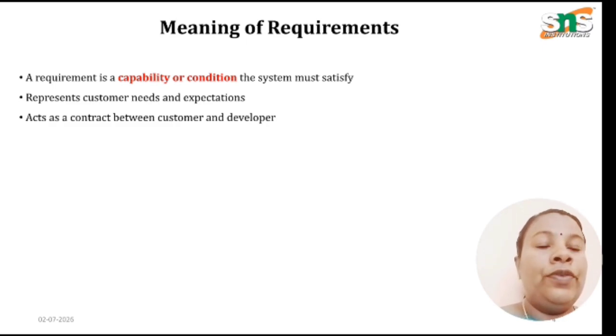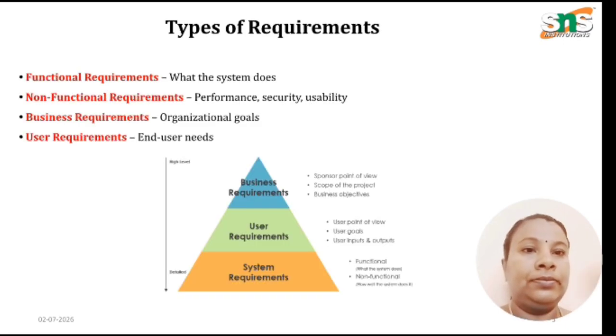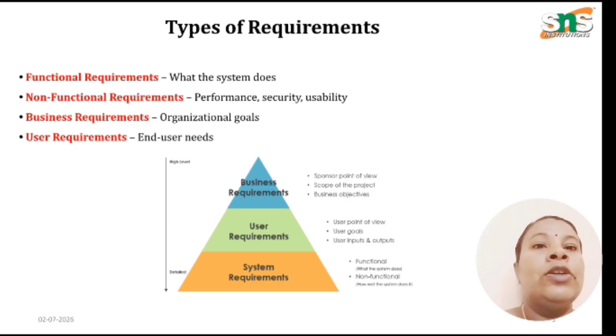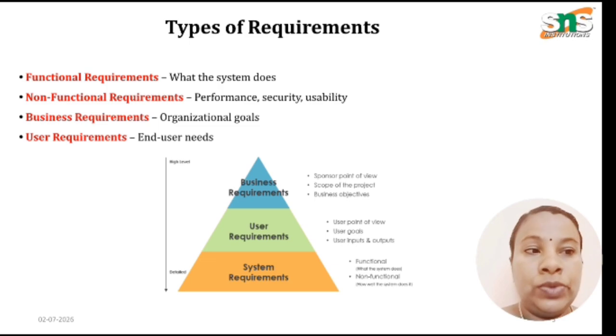So meaning of requirements. A requirement is a capability or condition the system must satisfy, represents customer needs and expectations, and acts as a contract between customer and developer. Types of requirements. We have 4 types of requirements: functional requirements, non-functional requirements, business requirements and user requirements.